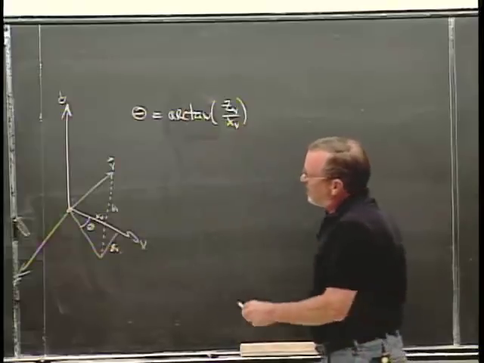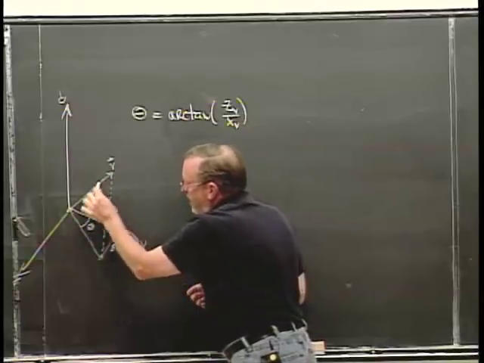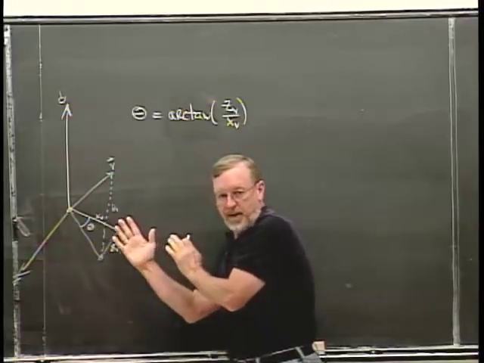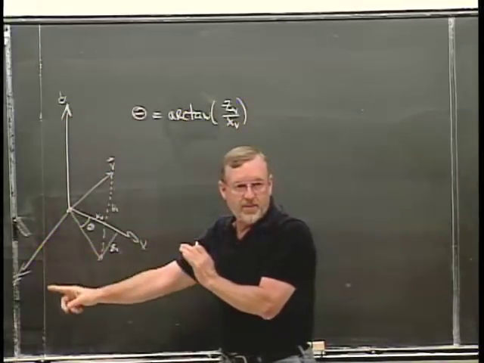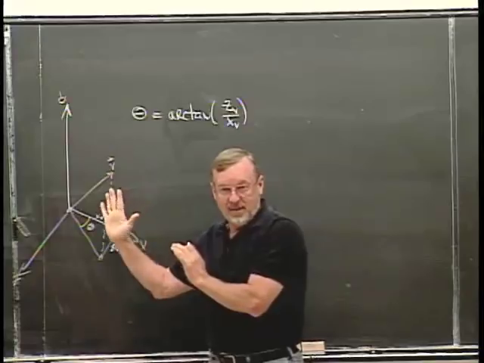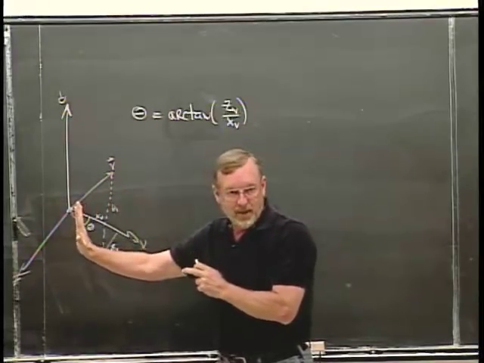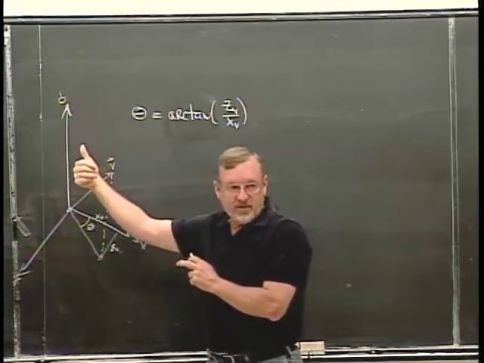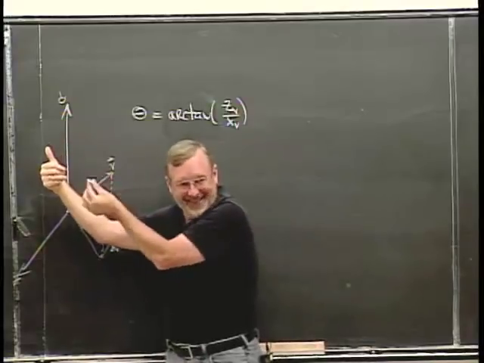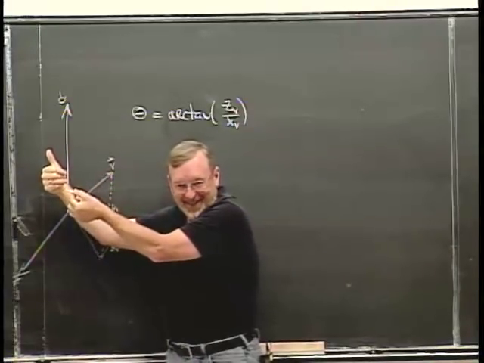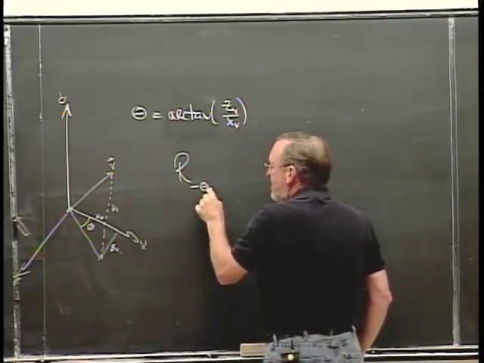And if you look at this, let's look at the triangle here. I'm going to move that triangle over into the yz plane. See it? How am I going to do that? I'm going to rotate around the y-axis, and it's going to go against the cupping direction of my fingers. So I'm going to say rotate minus theta around the y-axis.